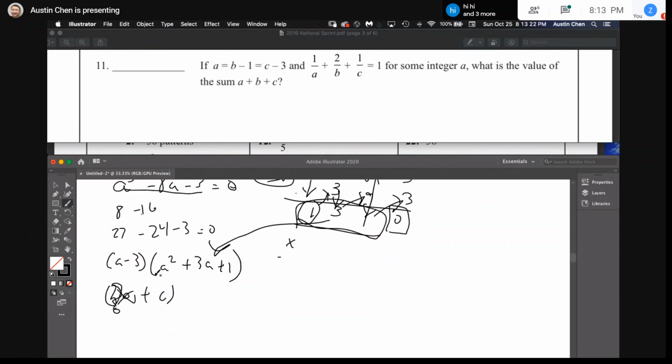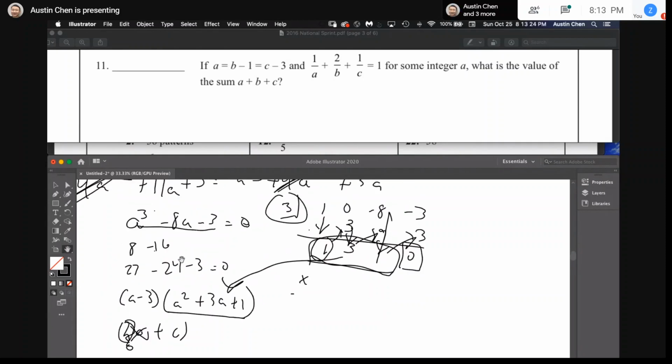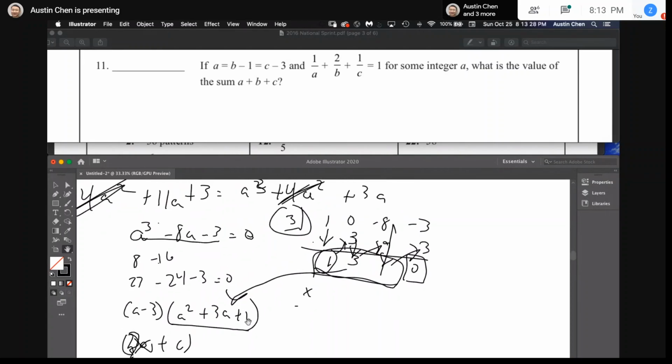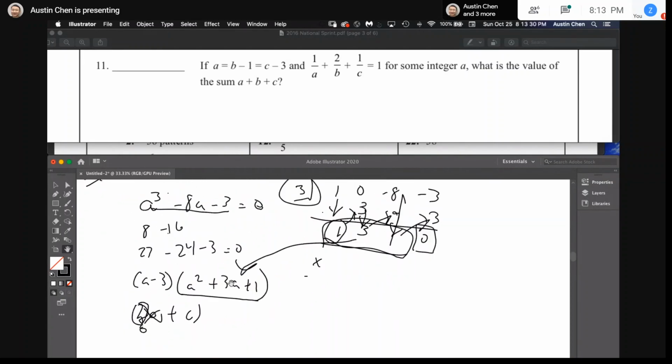All right. So that means that if we factor the A minus 3 out of this, then we have to have A squared plus 3A plus 1. Now look at this. This has to have no real roots, right? Because if we... well, wait, actually no, it does have real roots, but they are not integers.